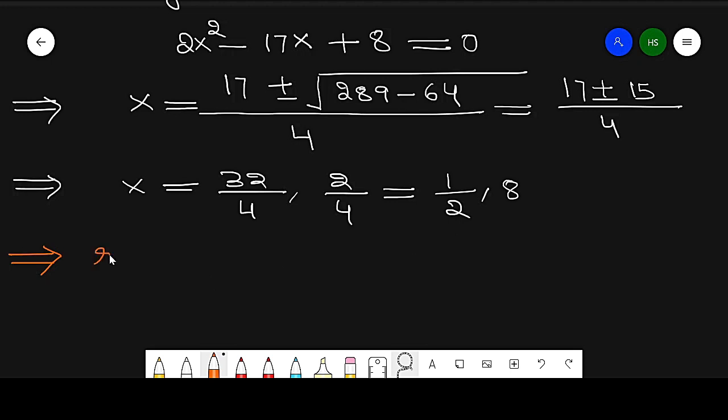So roots are 1 by 2, second is 2, and third is 8. So the roots are in GP whose common ratio is equal to 4. If you check that, this is a GP series whose common ratio is equal to 4. So in this way, we can find the roots of the equation if the roots are in GP.